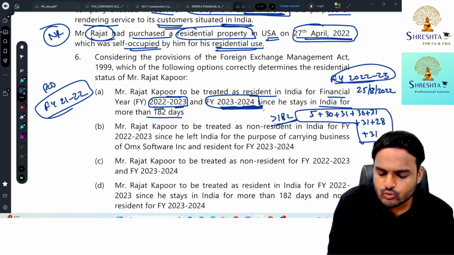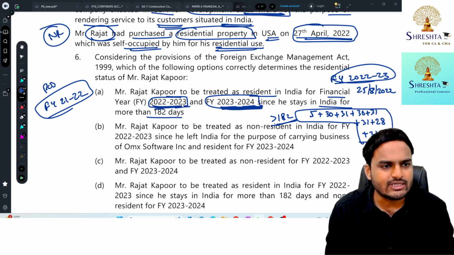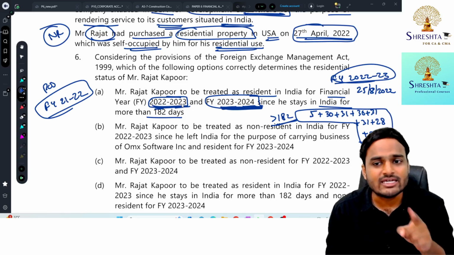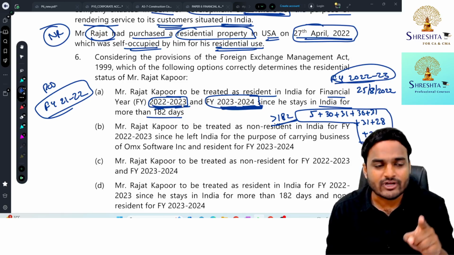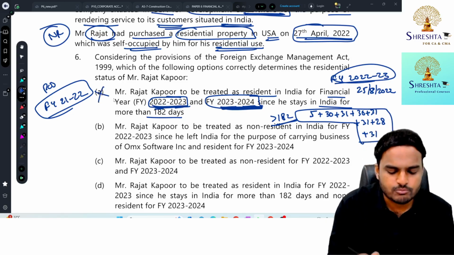Yes, for financial year 23-24, he is a resident. But for financial year 22-23, we cannot call him a resident. Why? He left India for carrying on business operations in the preceding financial year. So he's a non-resident. The wrong option.